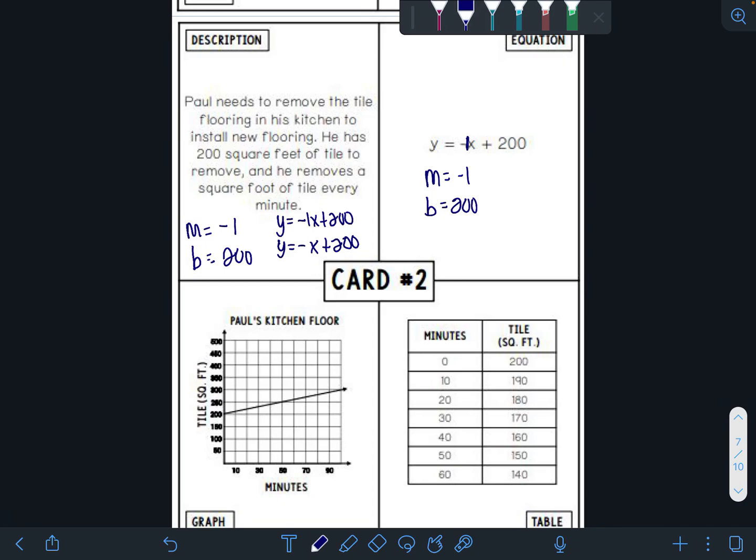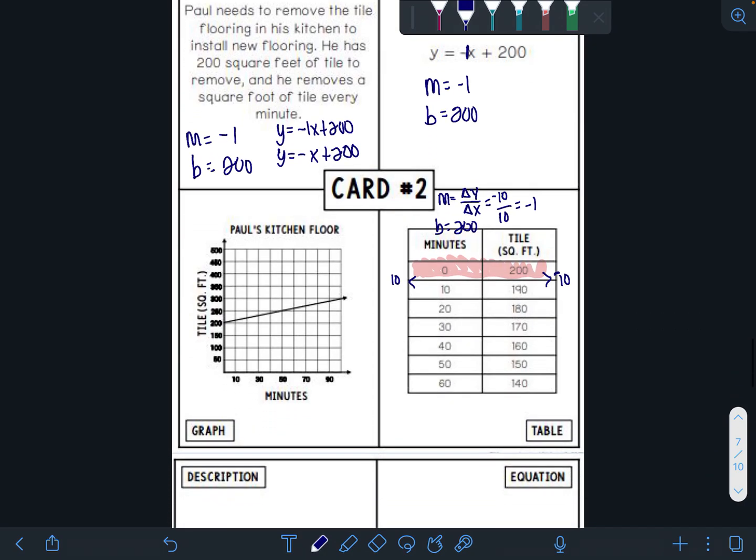So if I go over here to my table and to find my slope, I'm doing my change in y over change in x. So my change in y is 10, my change in x is 10, and I'm subtracting here, so that should be a negative. So negative 10 over 10 gives me a negative 1. And then my y-intercept here is 200. So far, that is matching with the other three that I have.